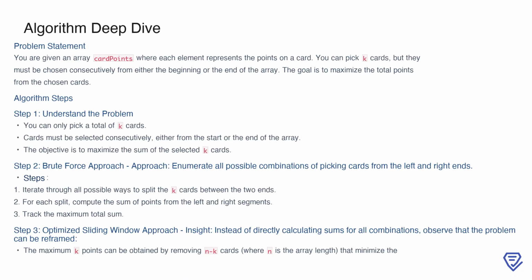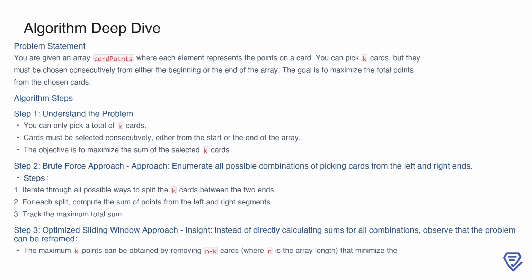To understand this problem, imagine you have an array of integers, cardPoints, where each element represents the points on a card. You are allowed to pick exactly k cards, but the catch is that these cards must be chosen consecutively from either the beginning or the end of the array. The challenge is to maximize the total points you can obtain from these k cards.